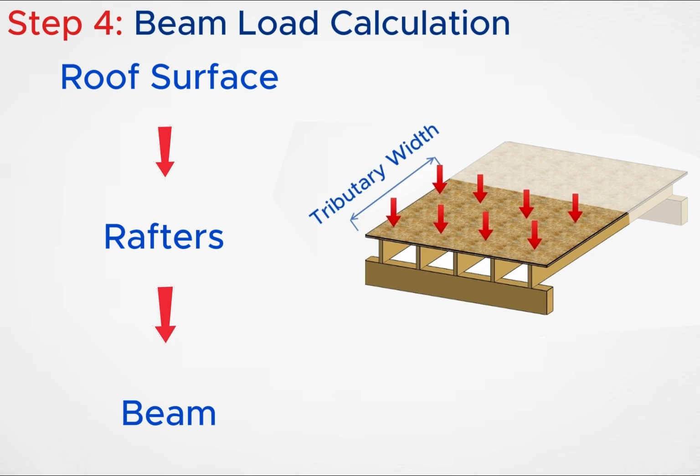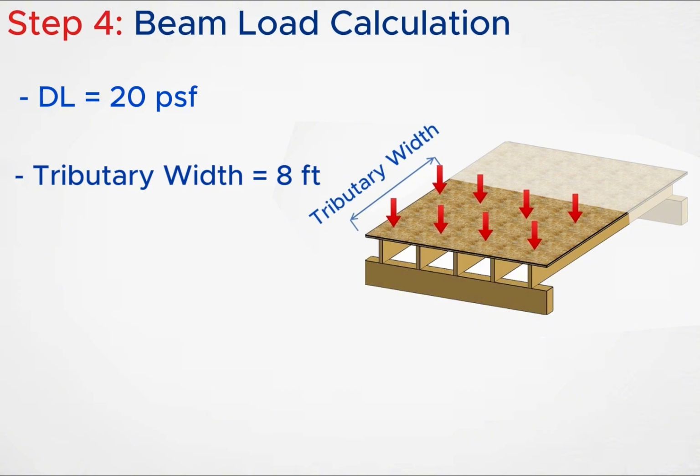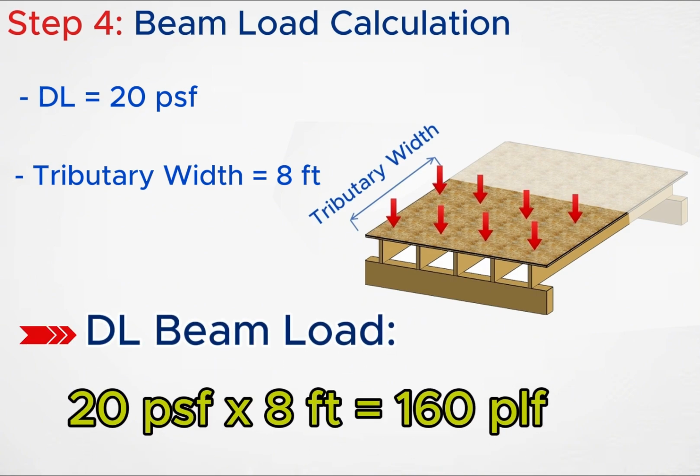Dead load travels to the beam. Roof live load travels to the beam. And both loads contribute to the total beam load. Let's start with dead load. The roof dead load is 20 pounds per square foot. The tributary width is 8 feet. To convert the area load into a beam load, we multiply by the tributary width. 20 pounds per square foot times 8 feet equals 160 pounds per linear foot of dead load.